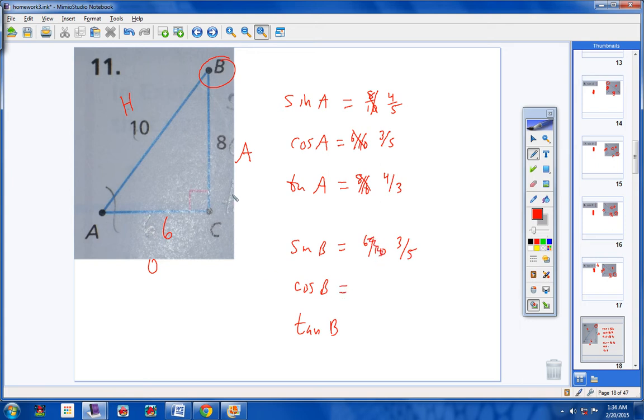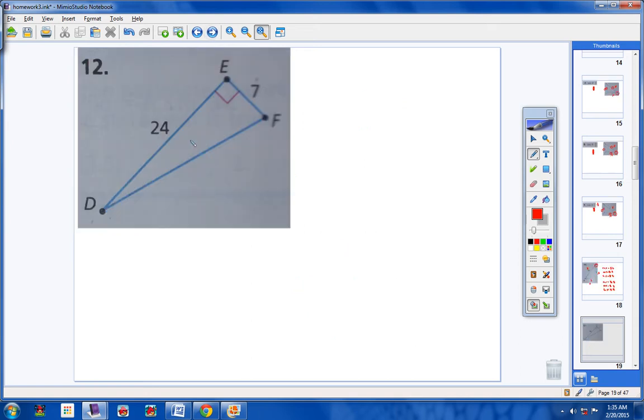Cosine of B, well, cosine is adjacent over hypotenuse, so 8 over 10, which would reduce to 4 fifths. And then tangent of B, tangent is opposite over adjacent, so 6 over 8, which would reduce to 3/4. Okay, let's give number 12 a shot here.